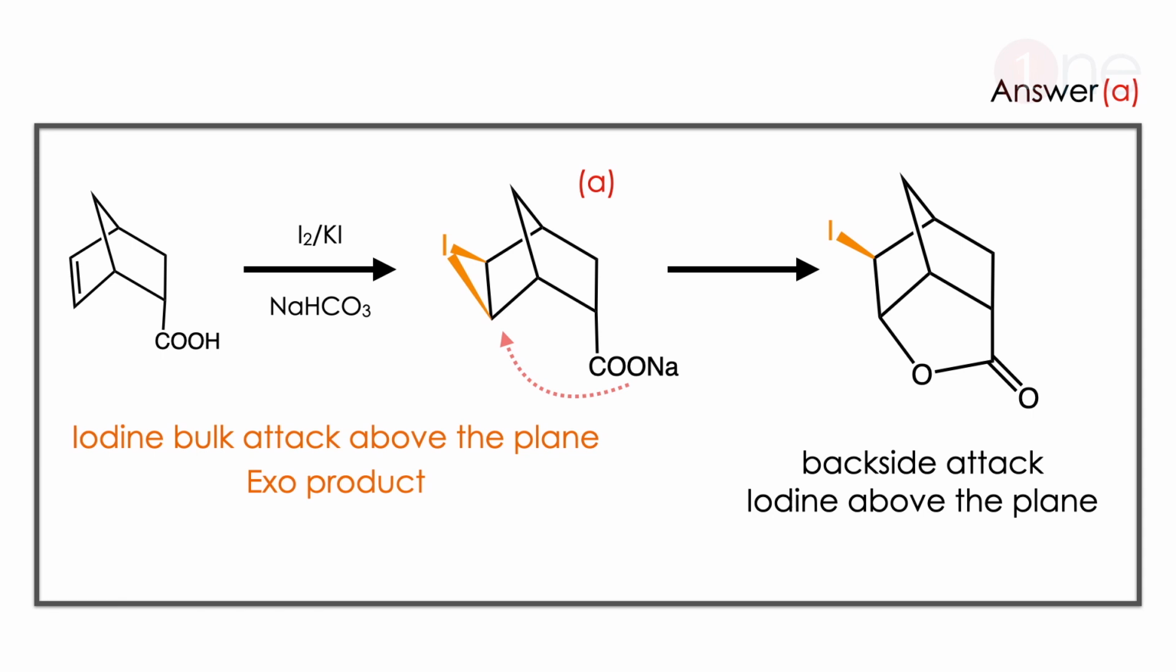Since iodine is given, the iodination will be there. It is like an epoxidation reaction. Iodine will form above the plane. Since iodine is bulky, to reduce the bulkiness it forms exo, not endo. So it will be above the plane. Then since iodine is above the plane, CO2 minus is in the perfect position to attack from the backside. So the final product will be the ester. So the intermediate here is A, which has iodine above.